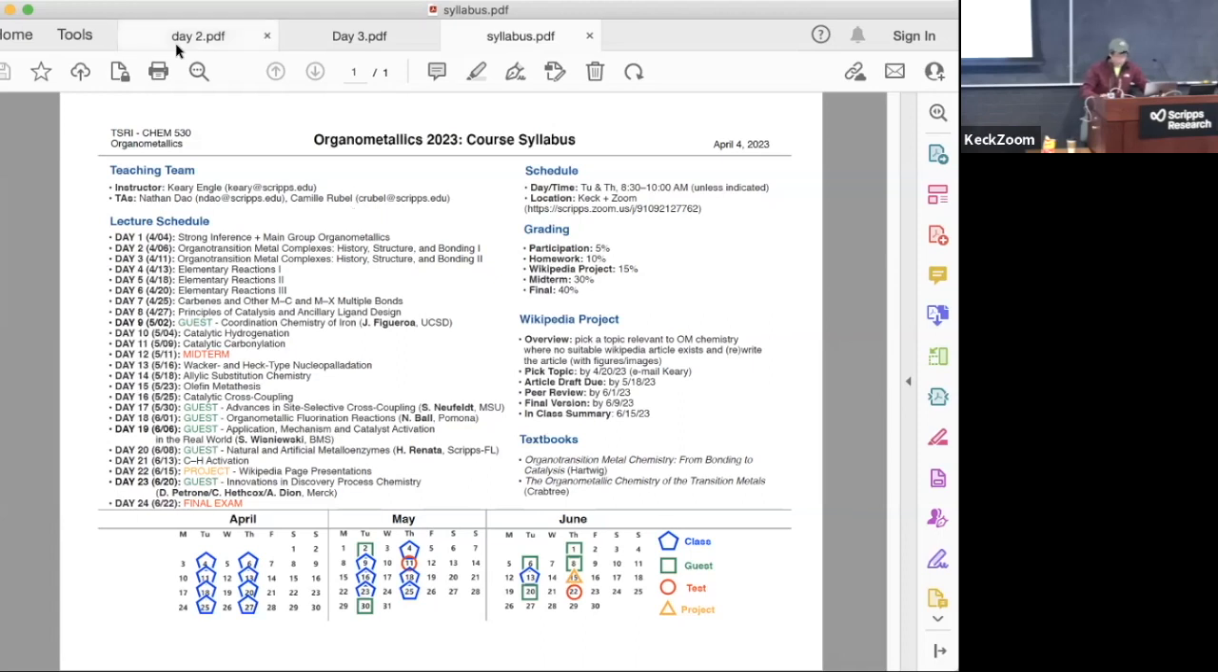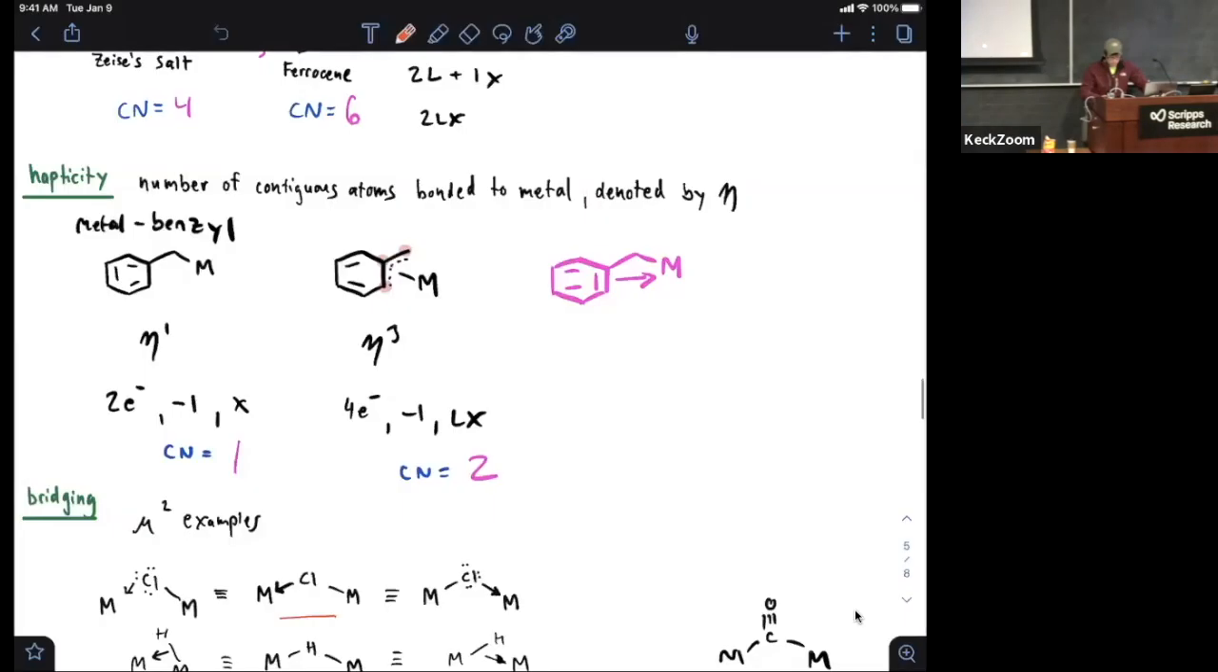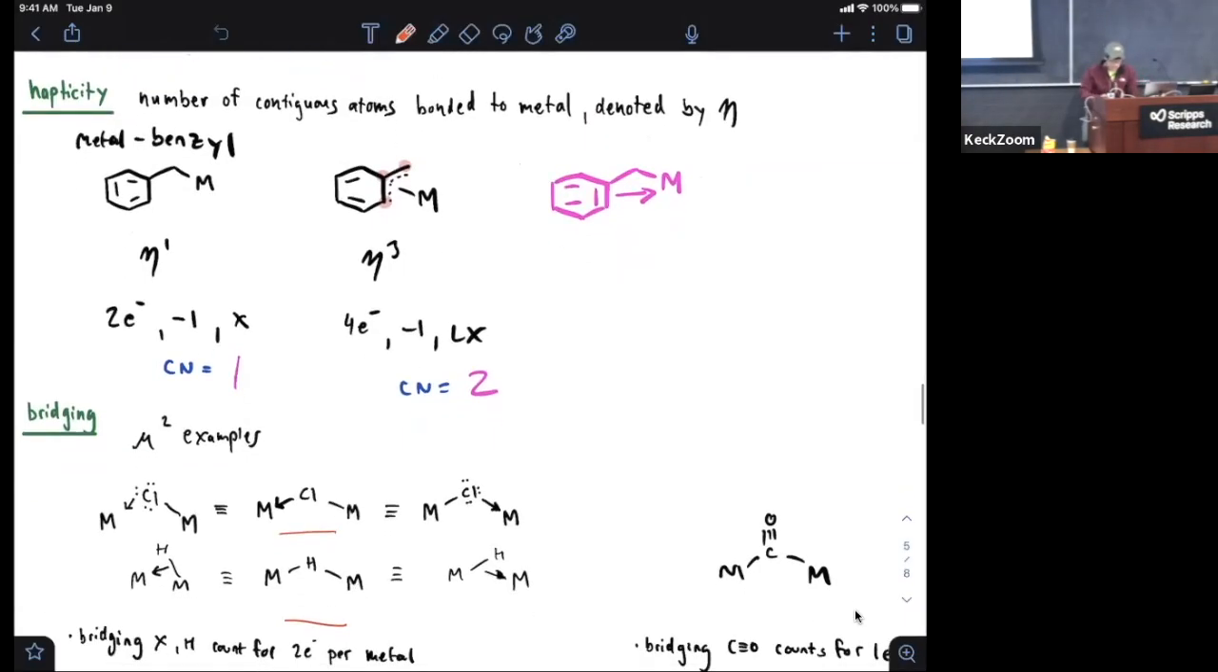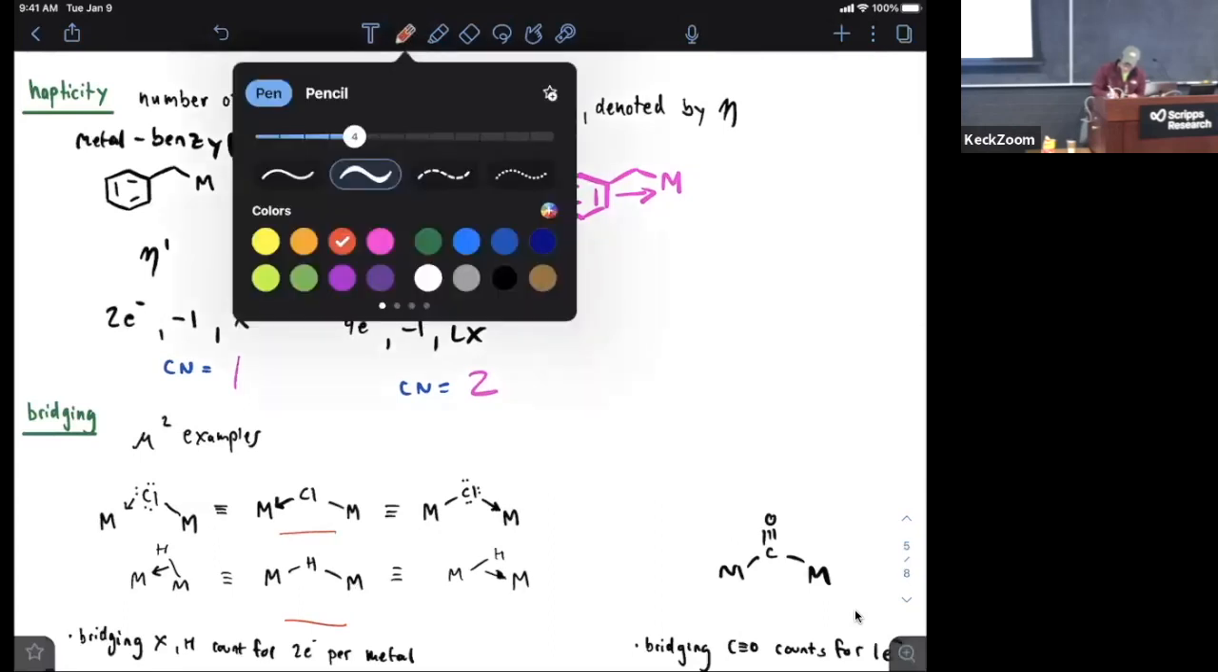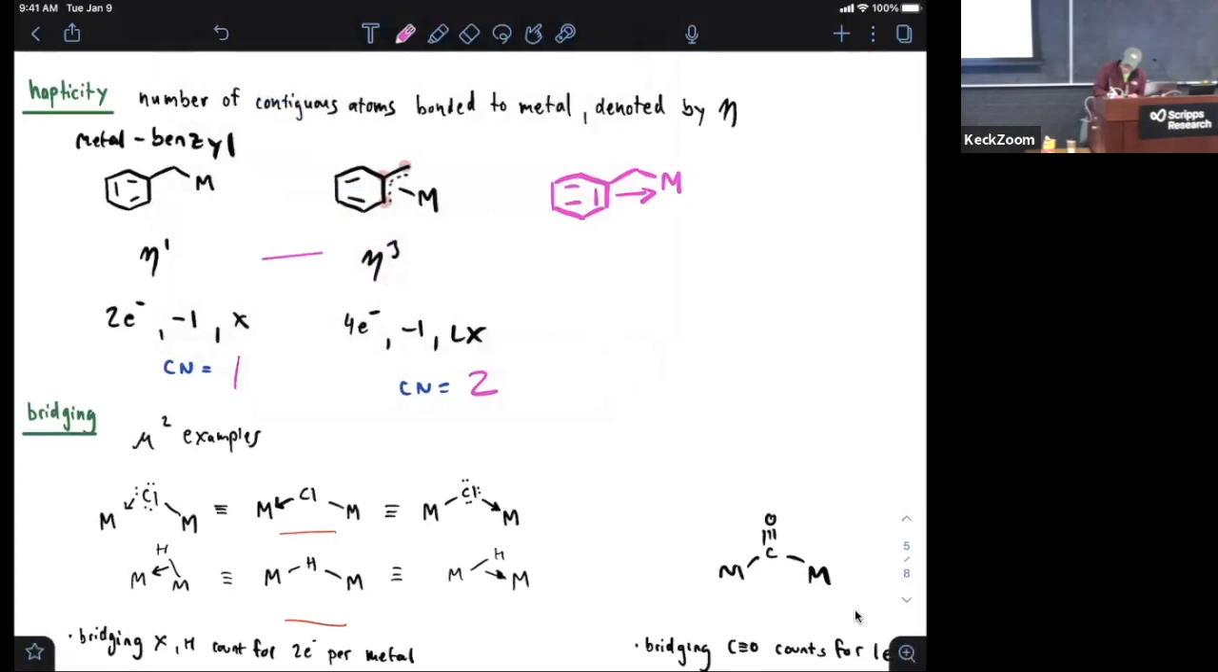So let's pick up where we left off, and that was in finishing the discussion of electron counting. So let me share my iPad here. We had finished last class with the discussion of hapticity and how haptotropic shifts, which are changes between 2 haptotropic states, for example, eta 1 and eta 3, how those can lead to changes in overall electron count as well as the coordination number.